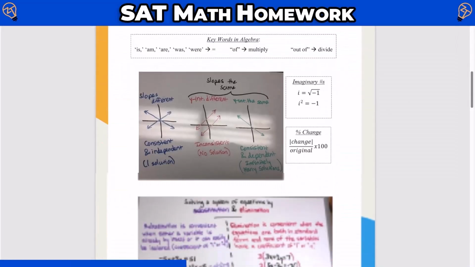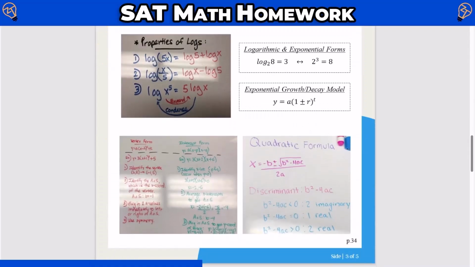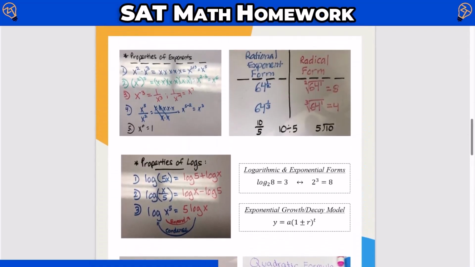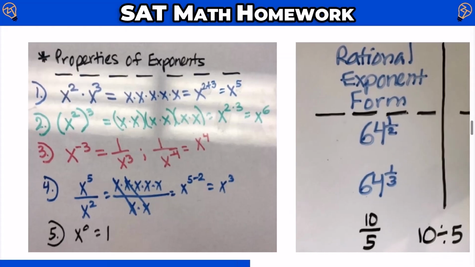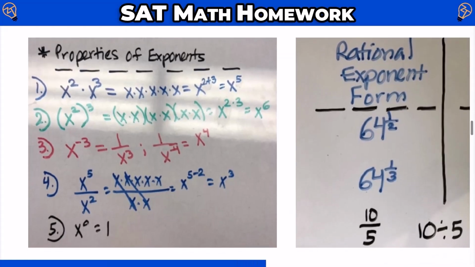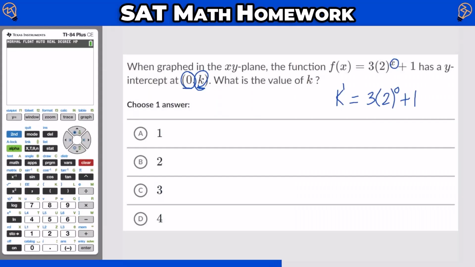Now we could use solver because k is to the first power, but this is pretty straightforward. Keep in mind on our math reference document, more specifically if we go to page 34, which is side 3, we have properties of exponents. The one that we're dealing with here is the fifth property where anything to the 0 power is 1. So this 2 to the 0 is 1, and then I have 3 times 1, which is 3, plus 1 is 4, which makes the correct answer D.